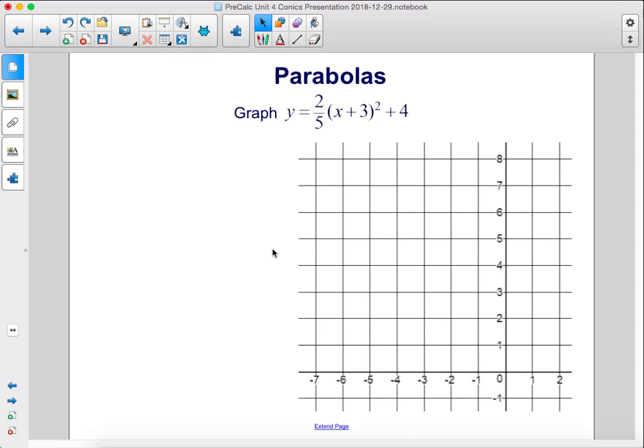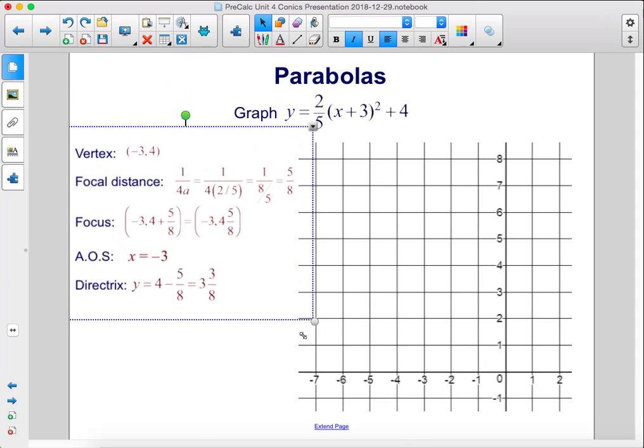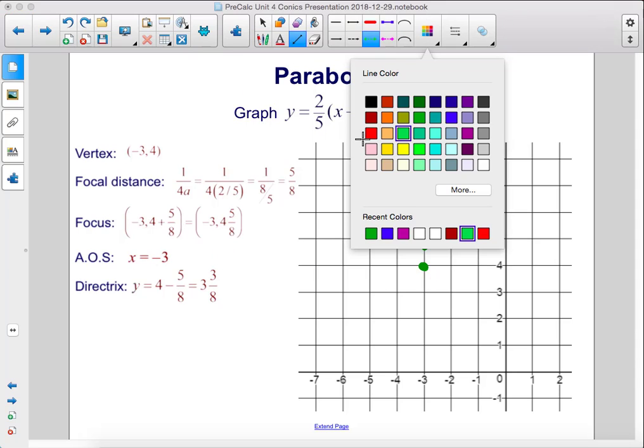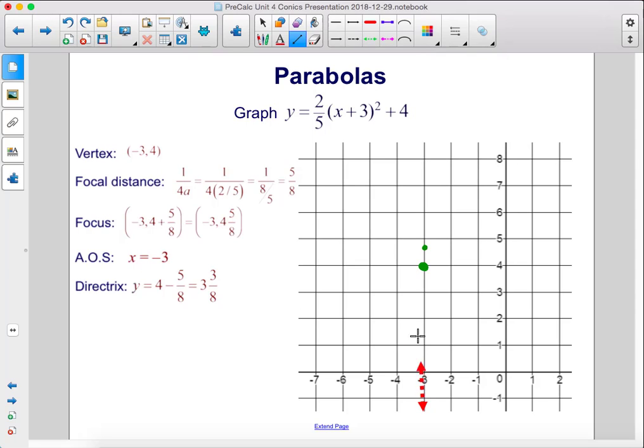So I'm going to move this over a bit. I'm going to paste in the information we figured out on the previous slide. All right, so we have our vertex at -3, 4. Our focal distance is 5/8, so that will be a little bit more than half. So right there. We have our focus at -3 and 4 and 5/8, so like right there. Our axis of symmetry is at -3, so right here. And our directrix is at 3 and 3/8. So that's like here, around there.